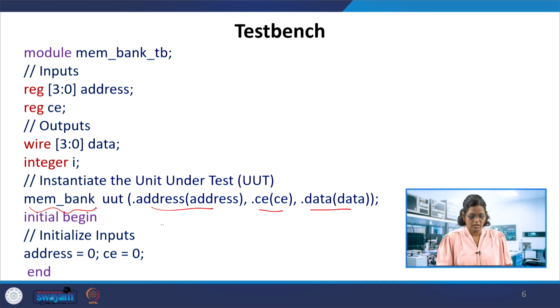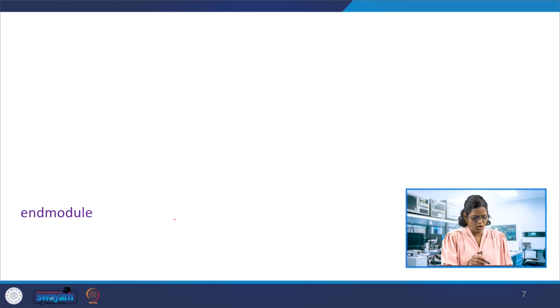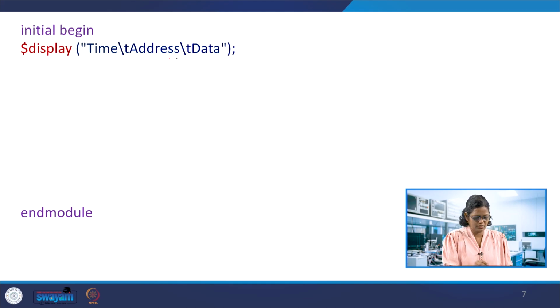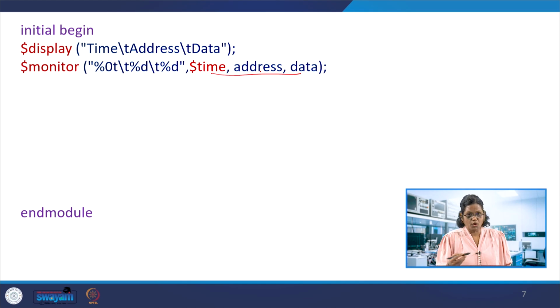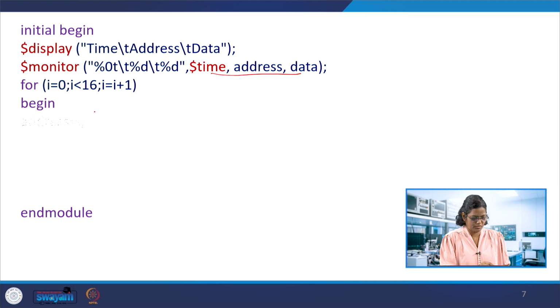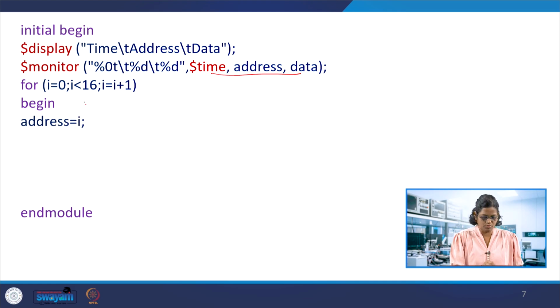So initialize it here, and then now what is the way in which we are going to retrieve the data, for initial begin. We use display as usual, that is the time, the address and the data. This is to monitor. For I equal to 0, I less than 16, I equal to I plus 1. This I needs to be declared as integer, and this is the for loop which gives the address. We are changing the address through this for loop. Address equal to I.